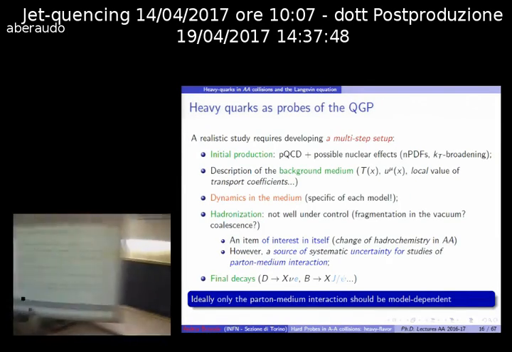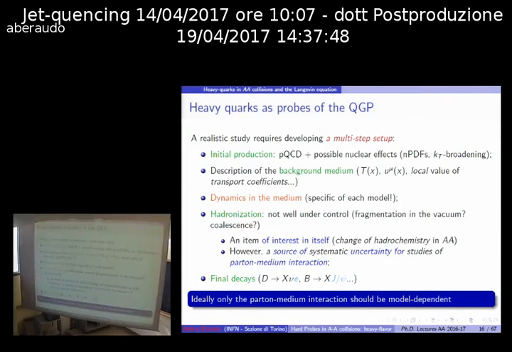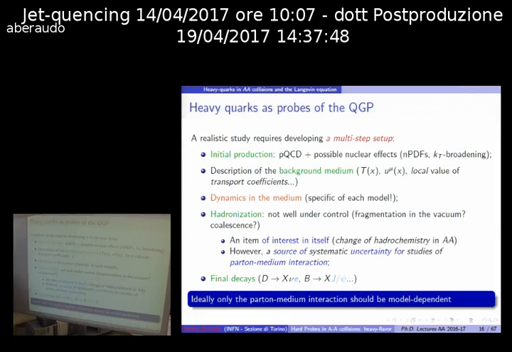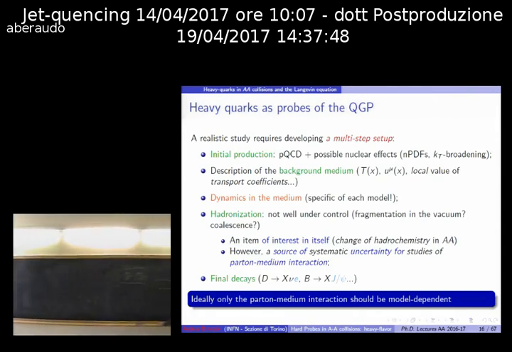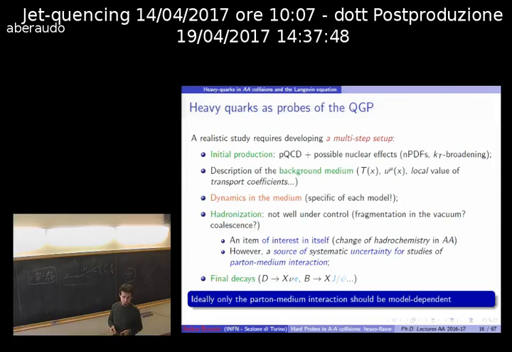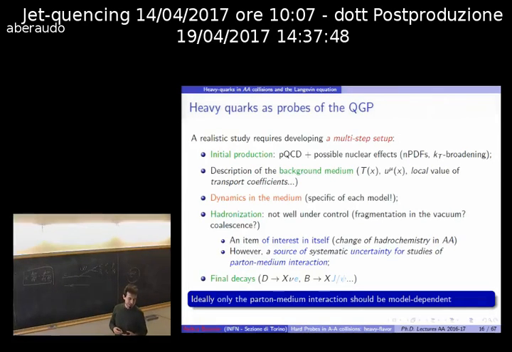Okay. Then you must have a description of the background medium in which the heavy quark will propagate. So it means having information on the temperature and also on the fluid velocity of this medium. And from the temperature you must also get information on the transport coefficient of the medium. We will see later on why. Then you must model the interaction of HeavyFlavor in the medium, and you must also model hadronization in the presence of a medium. Because in the vacuum usually hadronization is modeled simply by fragmentation functions which were tuned to reproduce data in e+ e- collisions.